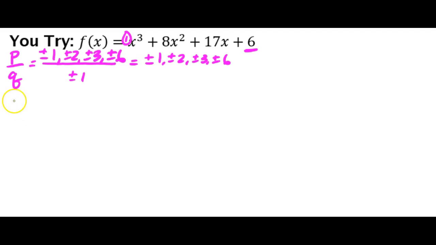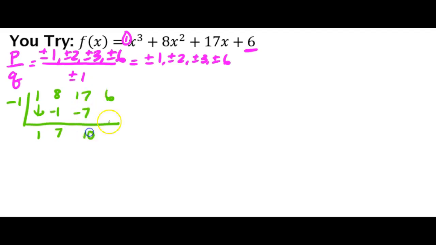So I'm going to start with negative 1. I'm going to do synthetic division first. My coefficients are 1, 8, 17, and 6. So I would drop down the 1. Negative 1 times 1 is negative 1. This would be 7, negative 7, 10, negative 10, and 4. So this one did not work because I did not get a remainder of 0. So I'm going to cross that one out.